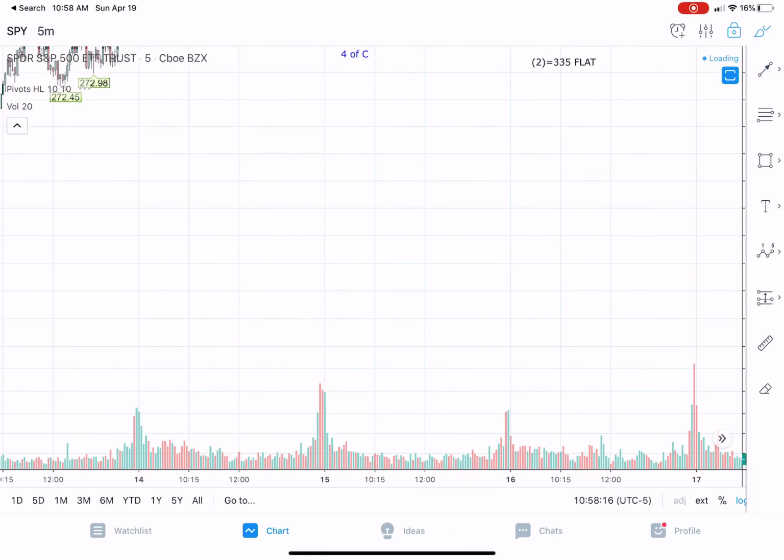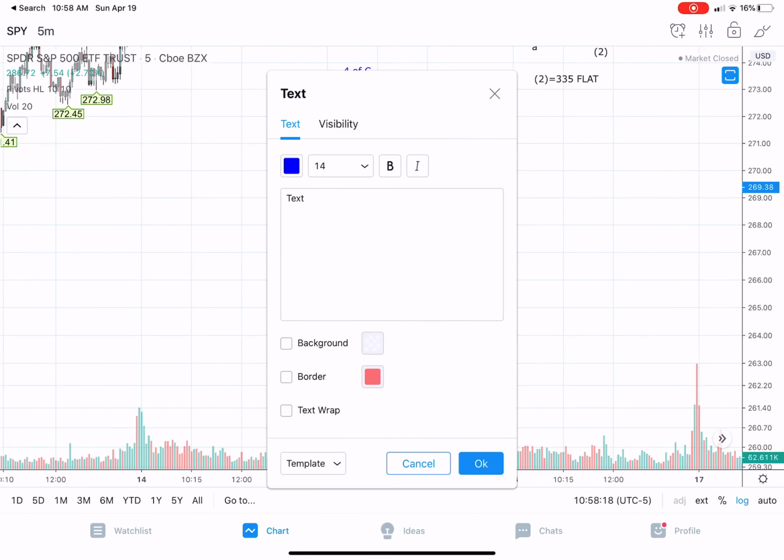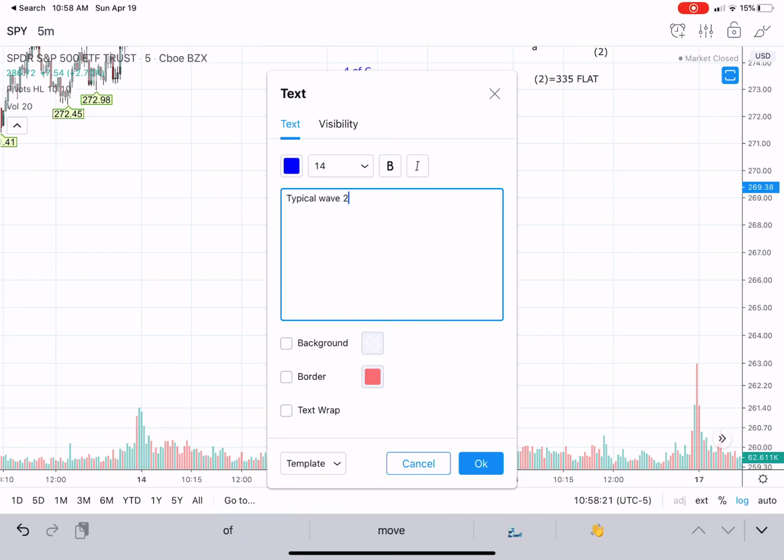But pretty much, let me just give you a refresher. Typical wave 2 retrace equals 50 or 61.8 or 78.6% length of wave 1. Typical wave 4 retrace equals 23.6 to 38.2 to 50% length of wave 2 to 3.